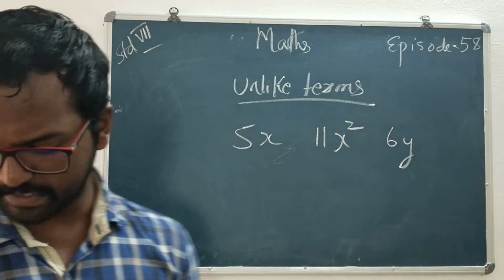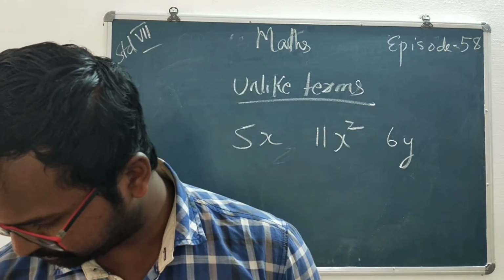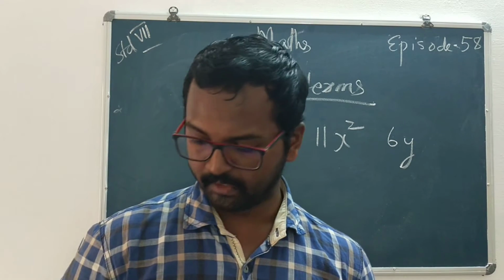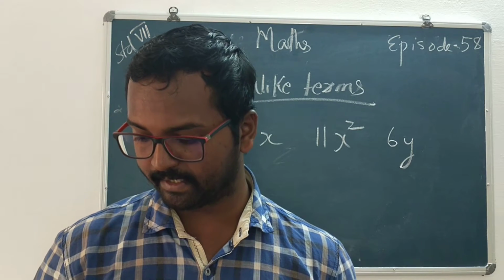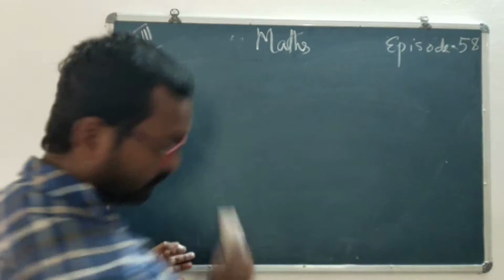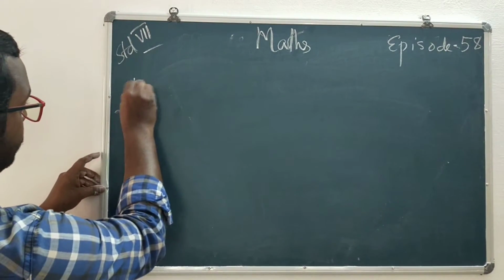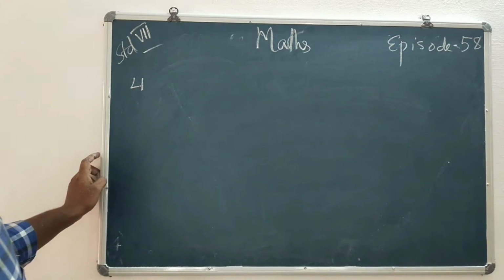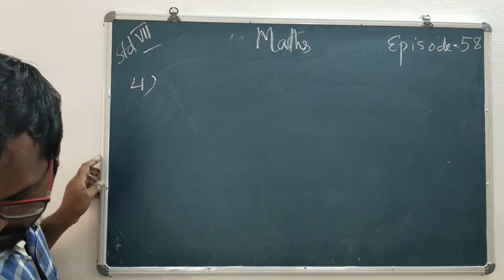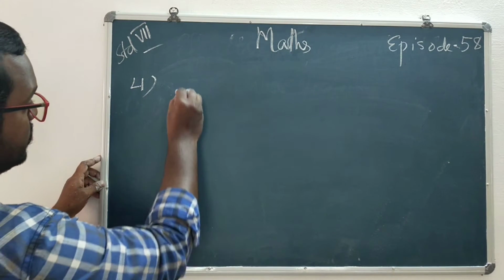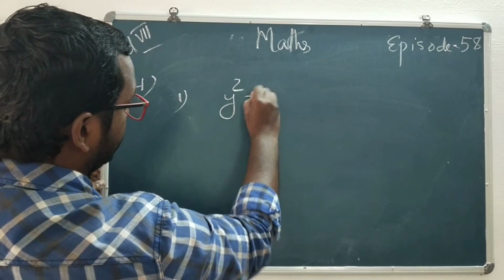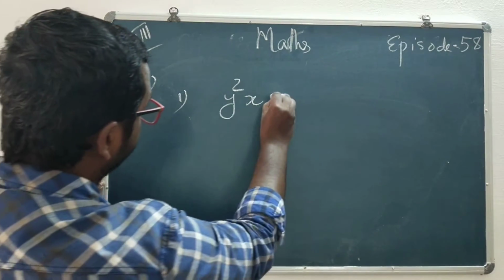Now look at exercise 12.1, page number 235. Question number 4. Identify terms which contain x and give the coefficient of x. So the first question in that is y square x plus y.